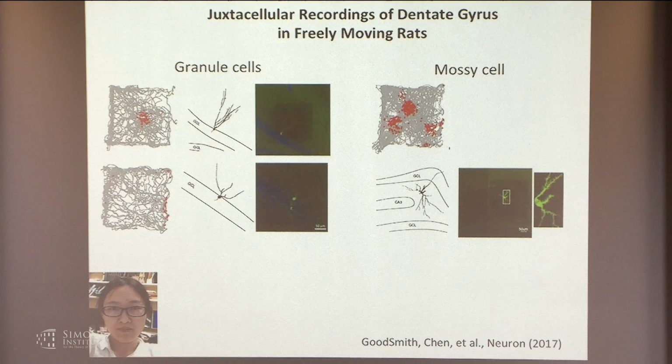Now, that's still extracellular recordings. And we don't really know exactly what these cells are. So Xiaojing Chen, a postdoc in the lab, did some juxtacellular recordings in freely moving animals. I won't get into details. This is almost like an intracellular recording, but not quite. But the idea is we can actually record the cell while the animal moves around and then fill it with neurobiotin to actually label the cell and find out exactly where it was.